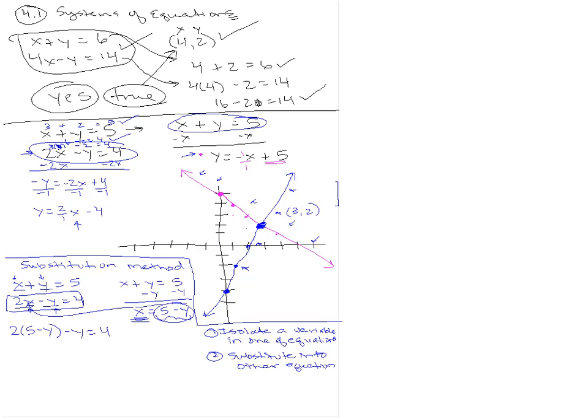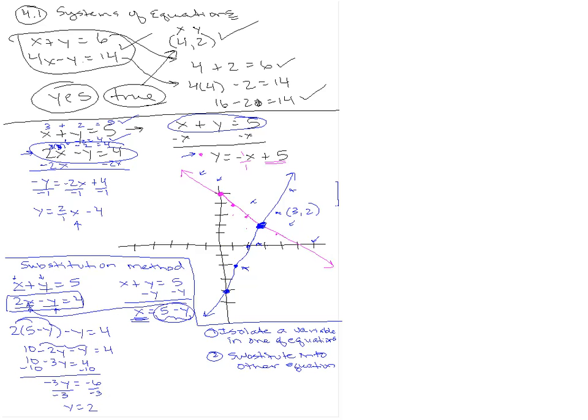2 times 5 is 10. 2 times negative y is negative 2y minus another y equals 4. 10 minus 3y equals 4. Combine like terms. Move the 10 over. I get negative 3y equals negative 6. Divide by negative 3, and I get y is 2.